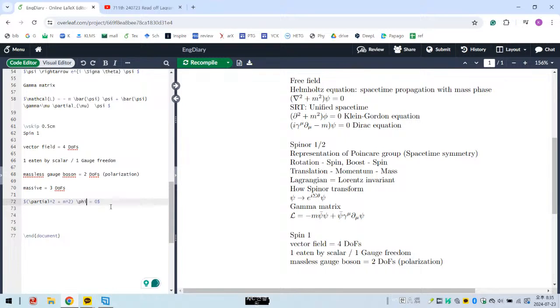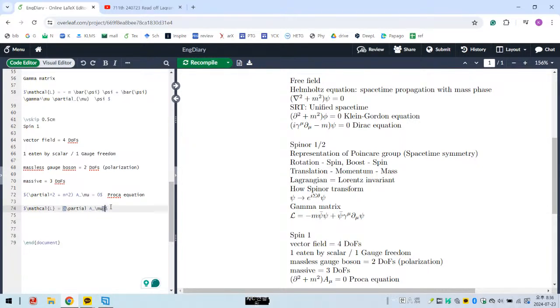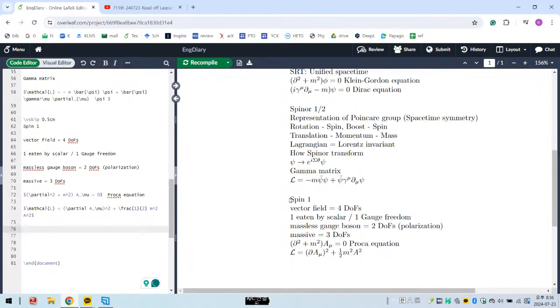For the vector field, the equation of motion for the vector field is given by this Proca equation. The corresponding Lagrangian is given by one half of the partial A mu squared plus m squared A squared. So we can construct the Lorentz invariant Lagrangian again for the vector field or gauge boson.